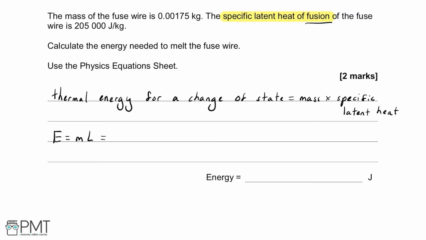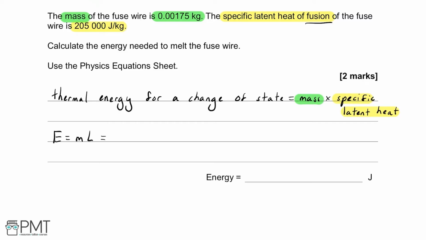So first of all, we need the mass. The mass of the fuse wire is 0.00175 kilograms. And we need the specific latent heat. And the specific latent heat of fusion is 205,000 joules per kilogram. So we're just going to substitute those values in.